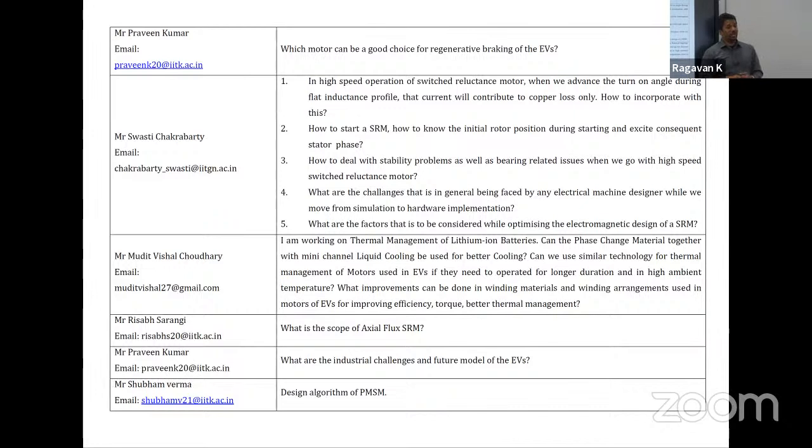Be prepared to give them an expectation of how an SRM is going to be better than a PM machine. You will always get that question. So you have to have a good case there.